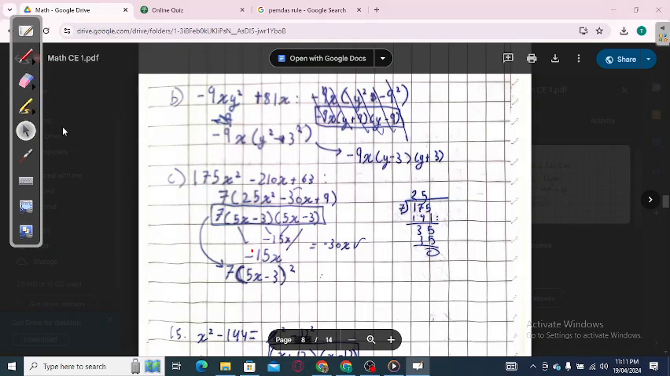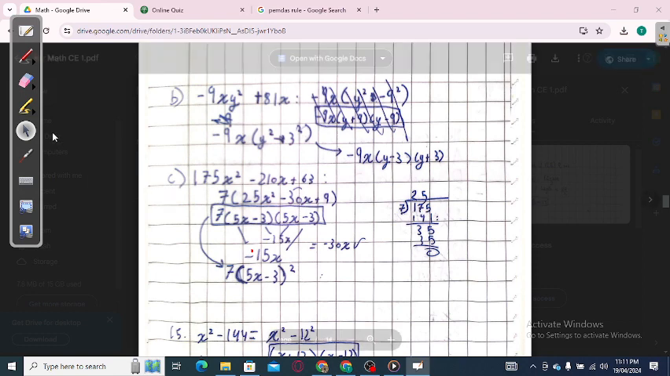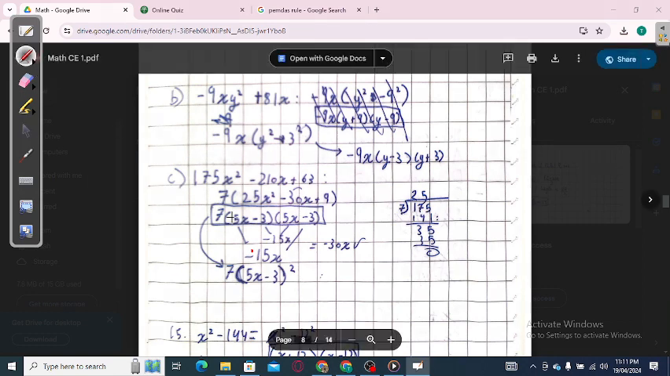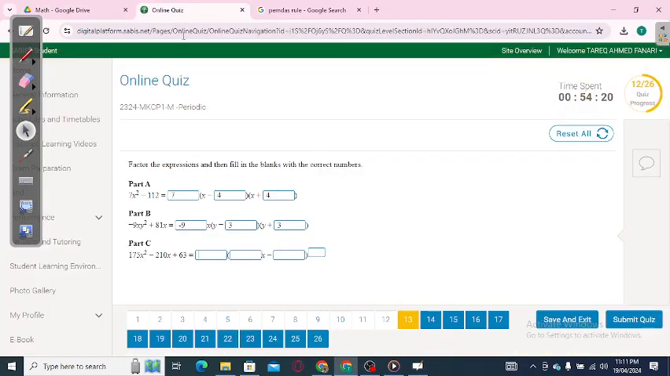Now, if you've been having a keen eye, you've noticed that this is just the same value repeated twice. This is 5x minus 3 twice, so just write it as 5x minus 3 squared. That's it. That's way simpler.